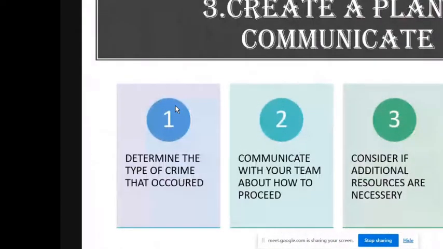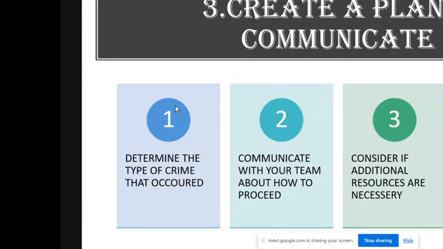In step 3, we see create a plan and communicate. Determine the type of crime that has occurred. Determining the type of crime that has occurred initially by the investigator is very important, which eases the next steps or which aids to follow the next steps. Communicate with your team about how to proceed. Consider if additional resources are necessary. Whatever resources are present in the crime scene, they may not be enough to complete the whole search. So we can even summon for other necessary items that we may need.